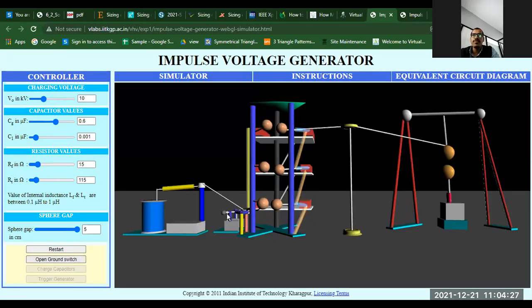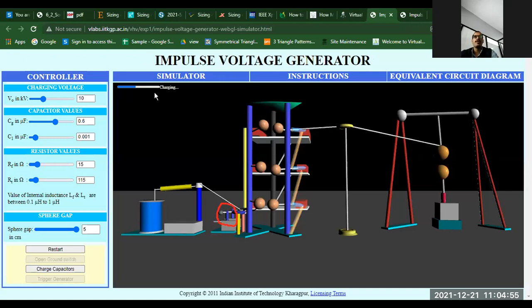Now see here, this switch is closed. Once I click on open, you will see that white switch move to this side. So I'm clicking on it. You just observe in this circle. Once I click on this open ground switch, you can see that the switch is going to open. Now I'll click on charge capacitor. You should see it on the left top corner.